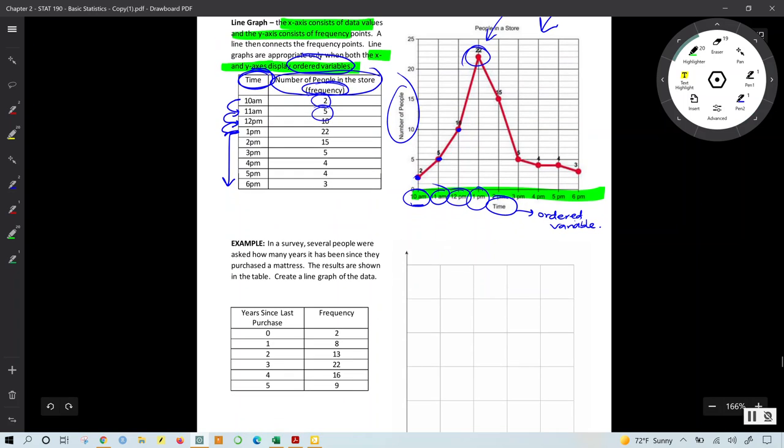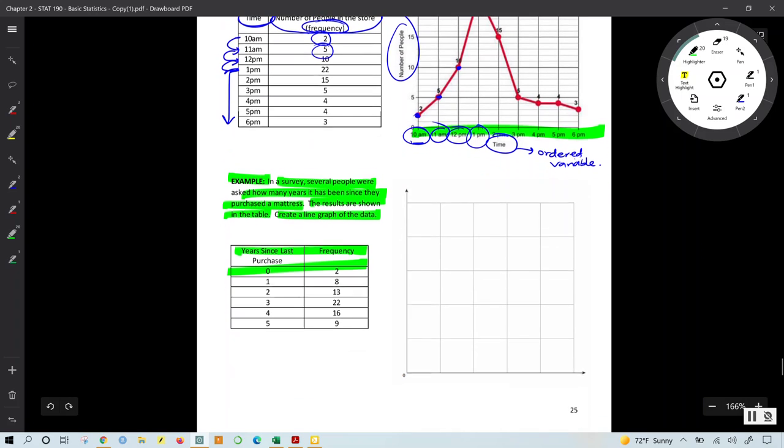Let's consider another example. In a survey, several people were asked how many years it has been since they last purchased a mattress. The results were shown in this table, and we're to create a line graph for the data. Well, I can see years here. I'm going to let that go since it's a time ordered variable. I'm going to let that be on the x-axis. So I'm going to have 0, 1, 2, 3, 4, and 5. And then I'm going to also have the respective frequencies.